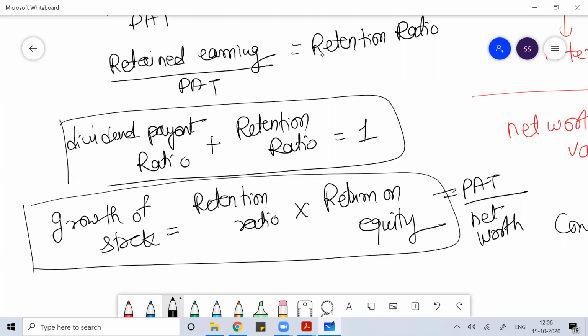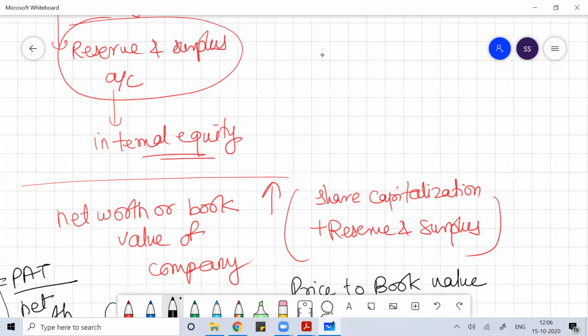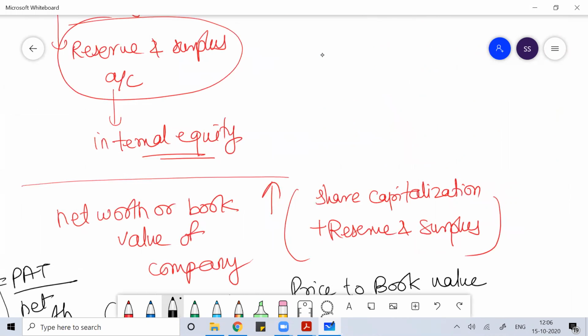But keeping too much net worth or internal equity or reserve and surplus is not ideal for the company, because inflation reduces the value of your money. I told you at the beginning of the class we should always look for investment, either from an individual point of view or a company point of view, to make sure that the value of your money does not get eroded.